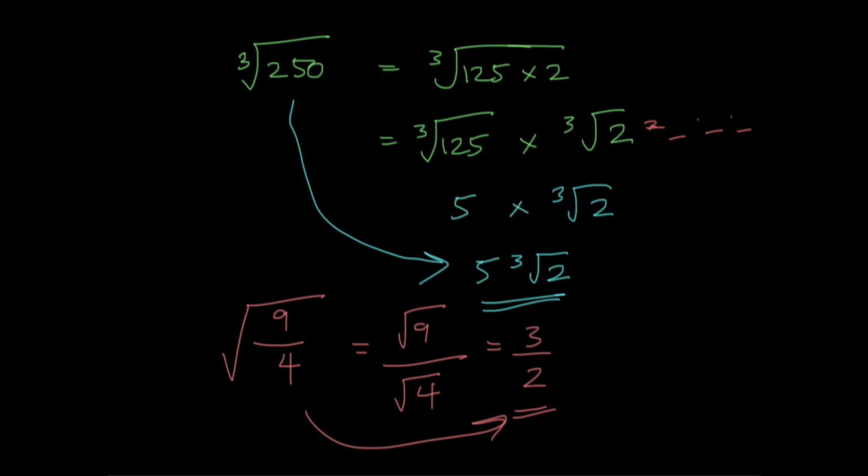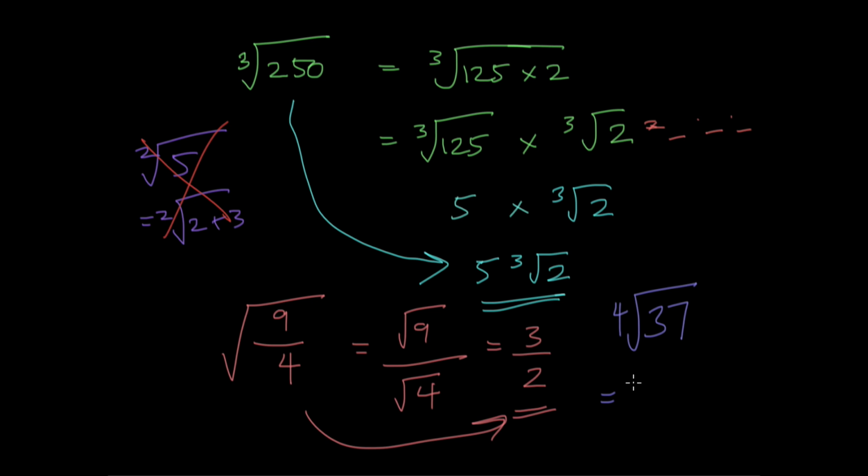But remember, you cannot do the same for addition or subtraction. If I have the square root of 5, for example, we cannot say that this is the same as the square root of 2 plus 3. This would be wrong. Similarly, if I have the fourth root of 37, this is not the same as the fourth root of 40 minus 3. This would be completely wrong. So this situation of splitting up works only for division and multiplication.